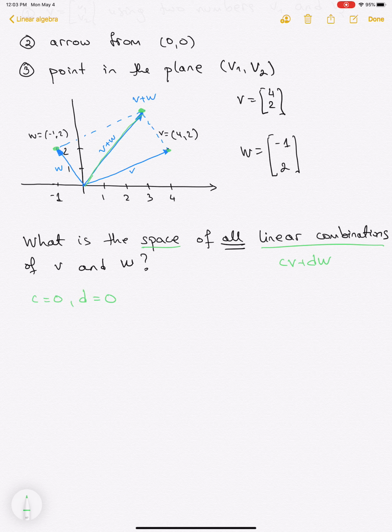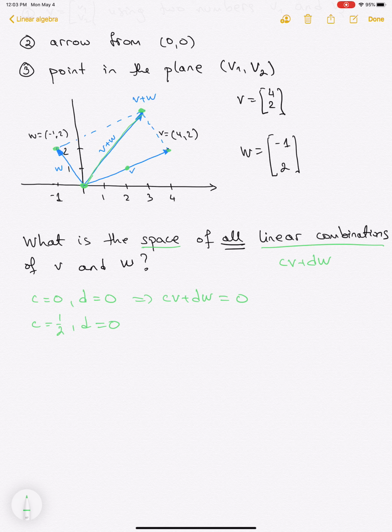So if both C and D are equal to 0, then CV plus DW would be 0. So we see that 0 must be in that space. We could take C to equal 1/2, for example, and D to equal 0. What does that give us? Well, that gives us this point over here. It's a half of V, right?